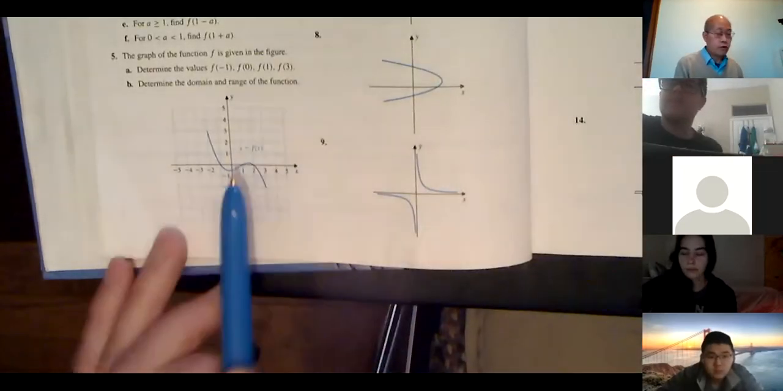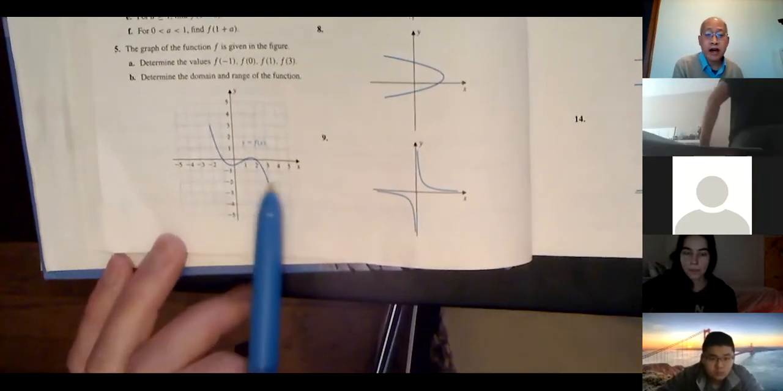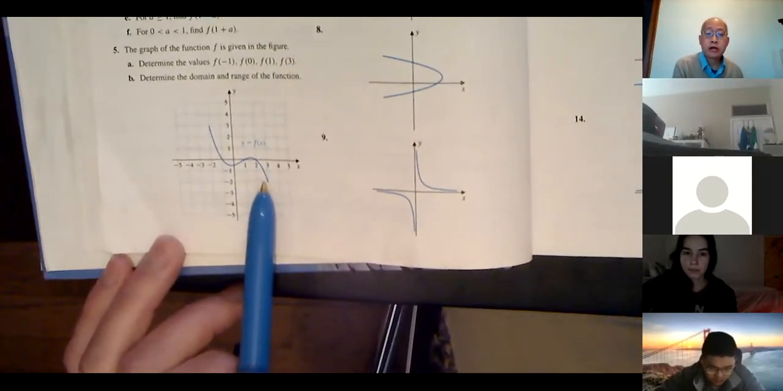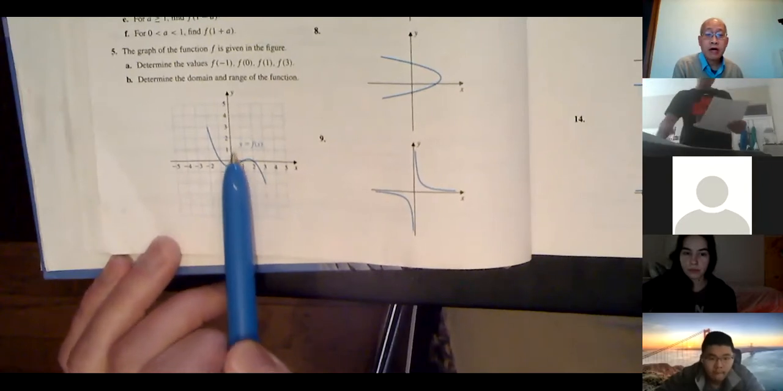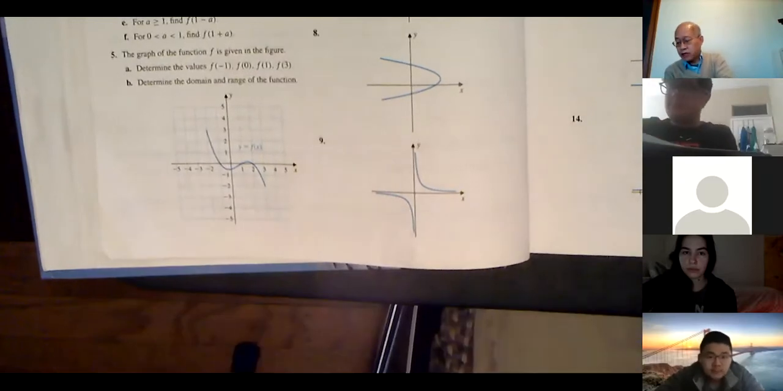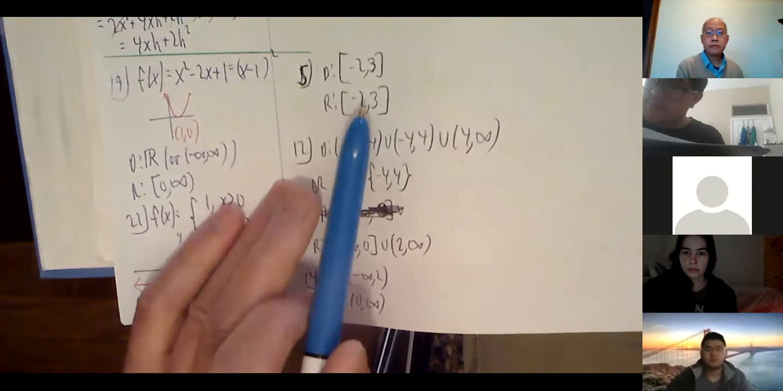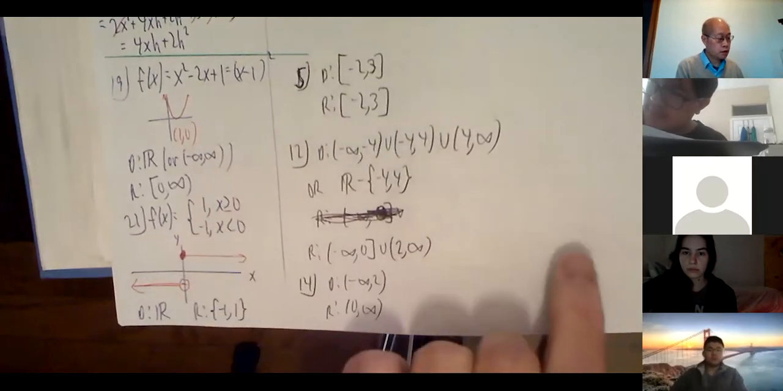So the range is how high and how low it goes. The lowest value is also -2, including the -2. And how high does it get? It gets up to 3 and including the 3. Okay, so that's why it's written like so.